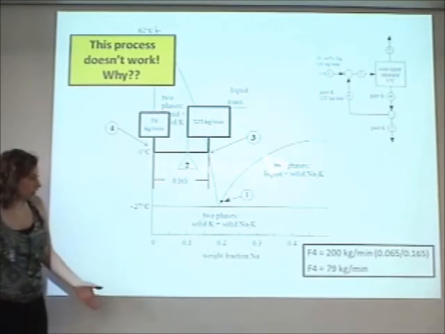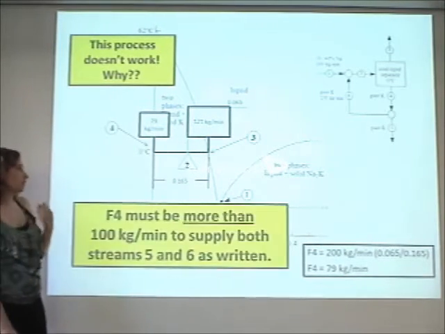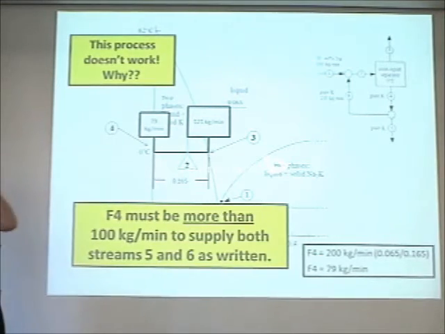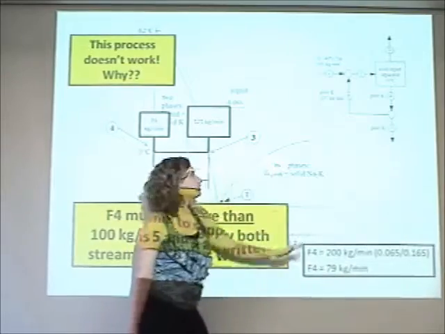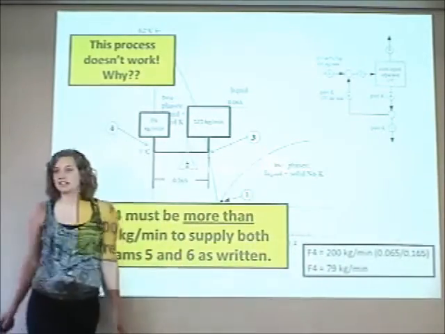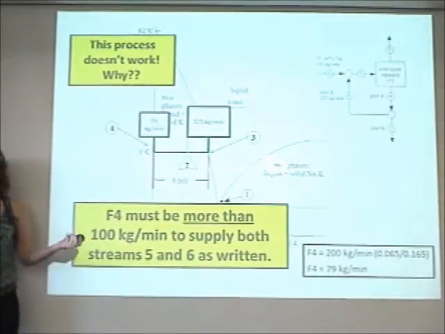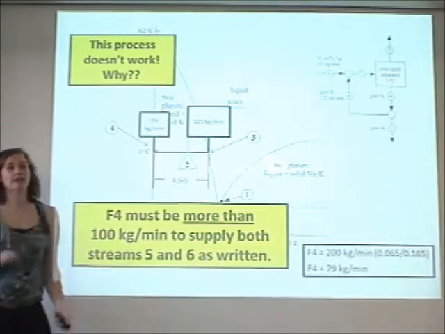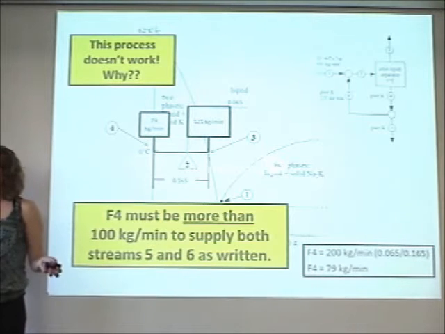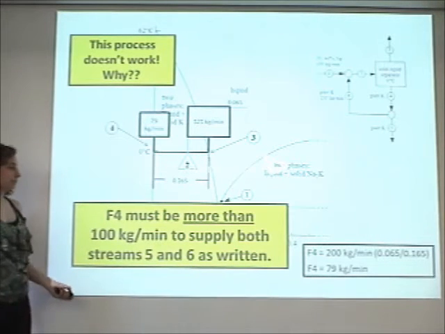Okay. So if my flow rate of stream 4 is 79, then I can't be giving out 100 kilograms per minute to go into stream 6. Does that make sense? You guys were given that. This is not there. It's not going to happen. I don't have anything here, okay? So this, as it is, is not going to work.